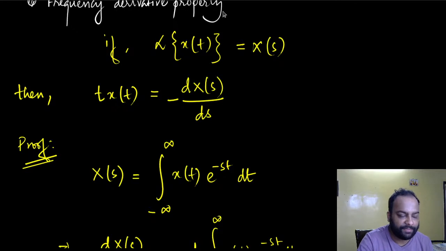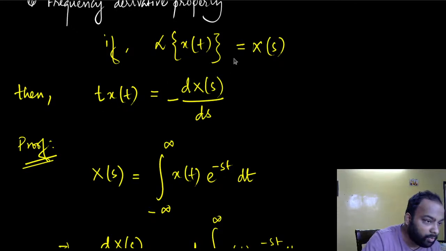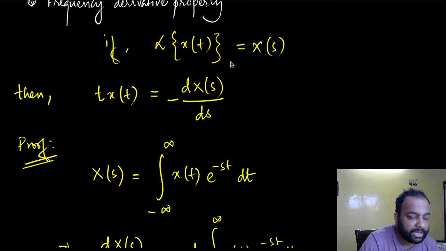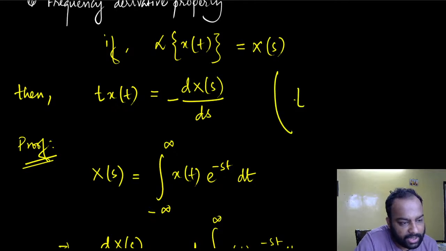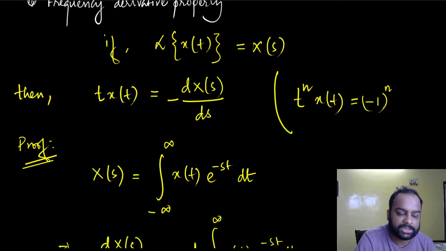So you could put another t here, and subsequently you could multiply with another t, so that will be another derivative with another minus sign, so the minus sign will become positive 1. So essentially what we have is, if I have t to the power n times x(t) here, that would be minus 1 whole to the power n. So if n is 1, then that would be a negative sign. If n is 2, that would be a positive sign.